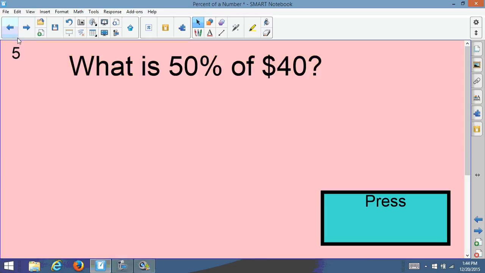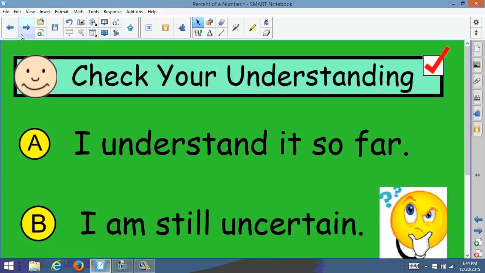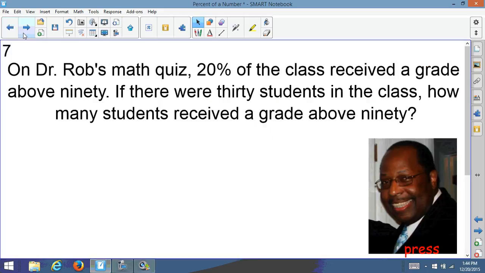Here's one for you. What is 50% of $40? So that's similar to the one we just did, so hopefully you'll be able to figure that one out. Check your understanding. If you understand it so far, great. If you're not sure, rewatch the video on how I did my procedures and bring in your questions, write them down, and I'll be glad to answer them in the morning.